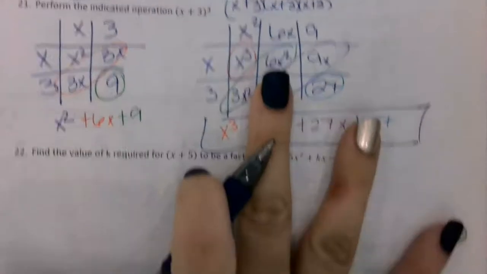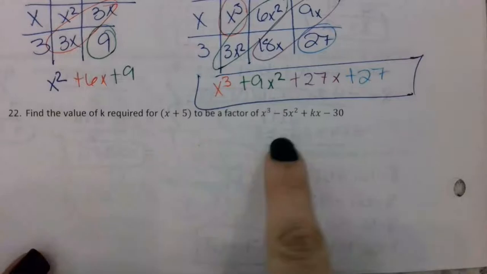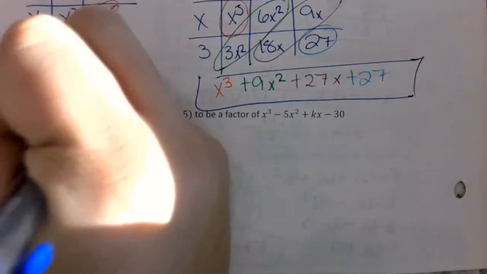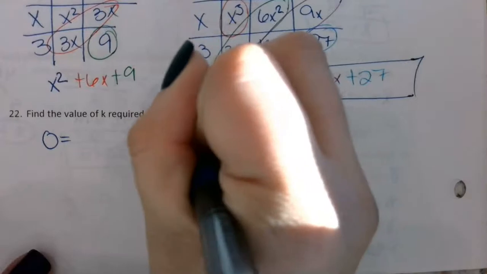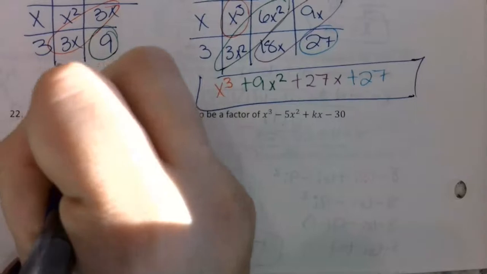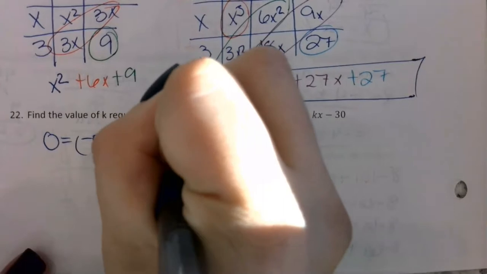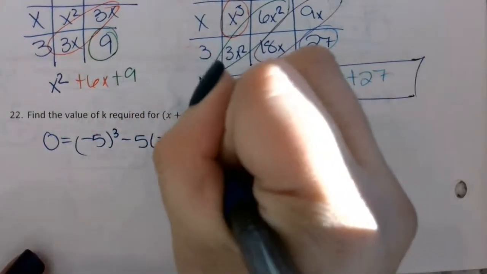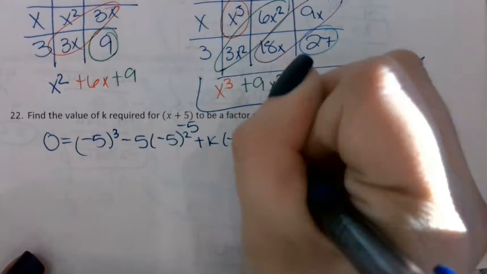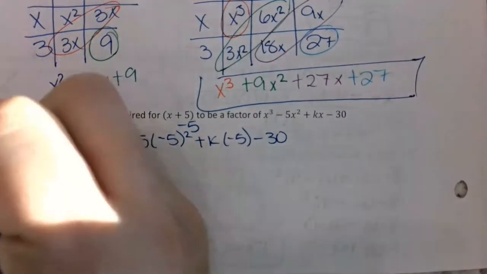Okay. Number 22. I know last time I told you to use long division. It could be a lot easier than that. I don't know what I was thinking. I was probably sick. I can just plug in. When it's asking me to find if it's a factor, I know it has to equal 0. And I can plug in negative 5 for x. So I'm going to have negative 5 cubed minus 5 times negative 5 squared plus k times negative 5 minus 30. So then what I want to do is figure out what these are.